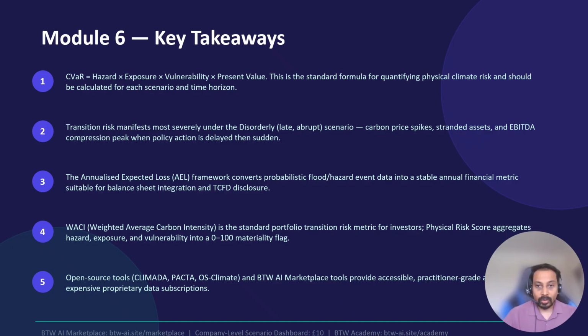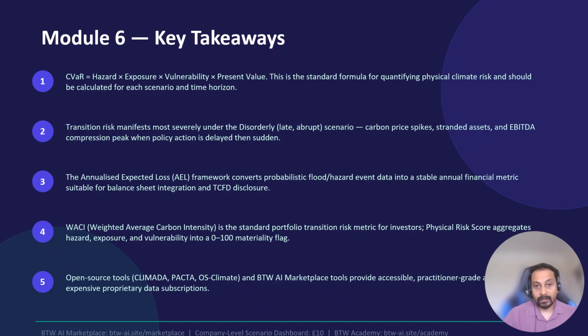Third, annualized expected loss converts probabilistic hazard data into stable annual financial metrics. And under SSP5-8.5 by 2050, typically coastal asset AEL can be two to three times the current baseline, and that's a material drag on asset value that balance sheets don't yet reflect.